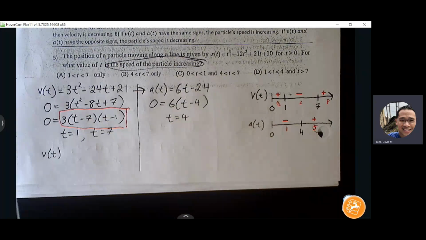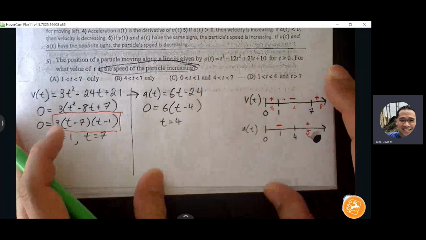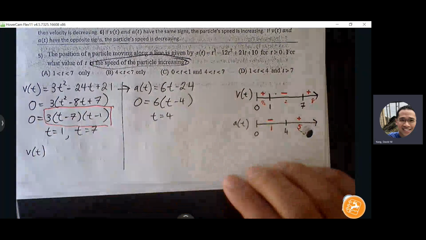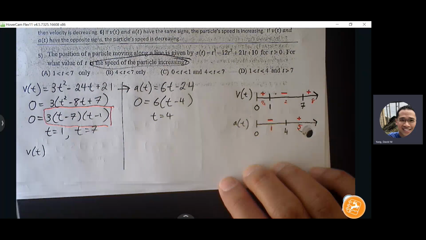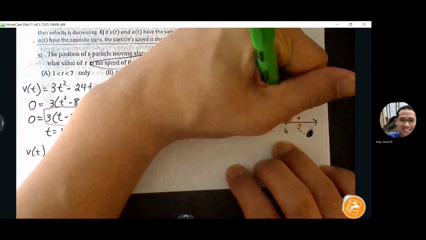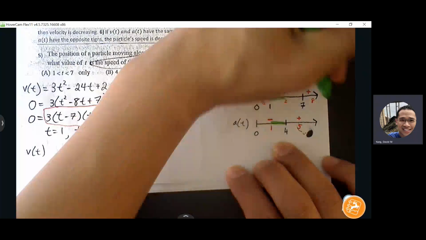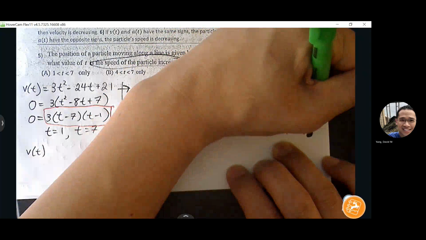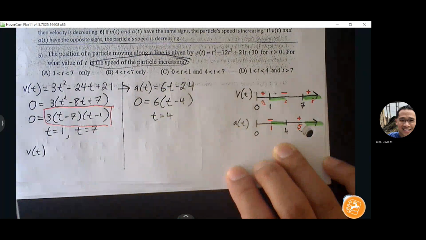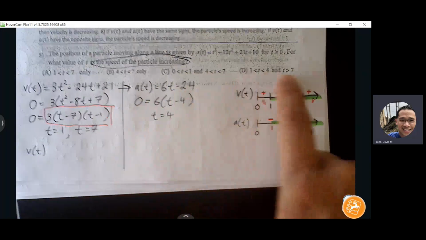So I'm looking for an interval where the speed of the particle is increasing. Therefore, we want both velocity and acceleration to share the same signs. So can you identify the intervals where both velocity and acceleration have the same signs? Between 1 and 4, okay. They're both the same signs there. Or else? 7 to infinity, yeah. Between 1 and 4, and then greater than 7, yeah.